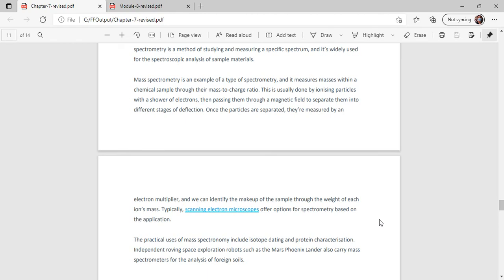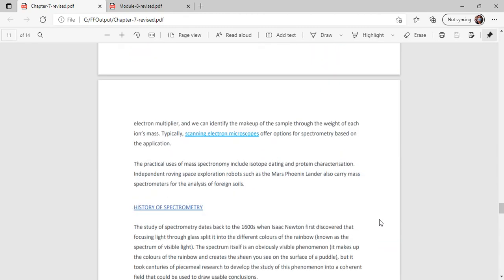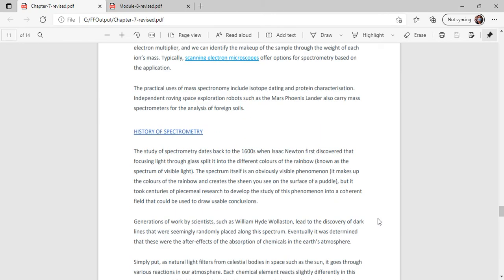Typically, a scanning electron microscope offers options of spectroscopy or spectrometry based on this application. The practical use of your mass spectrometry includes isotope dating and also protein characterization. Independent roving space exploration robots such as your Mars Phoenix lander also carry mass spectrometers for analyzing the foreign soil sang Mars. Then you have here the history of spectrometry.